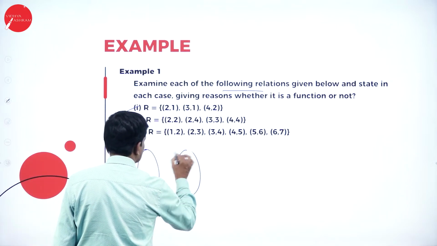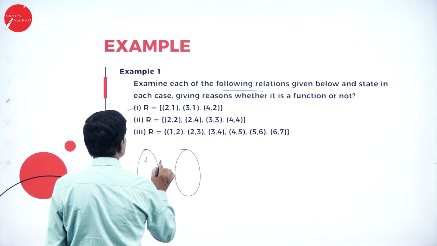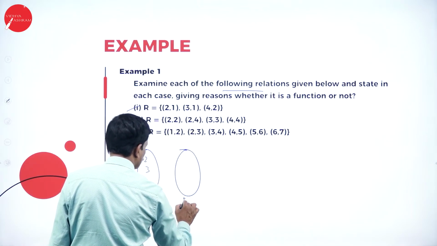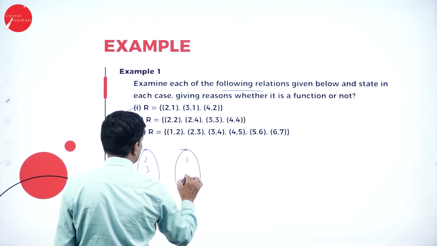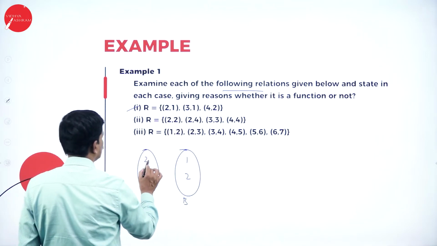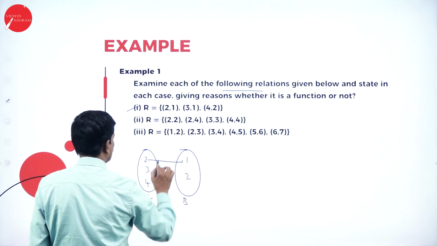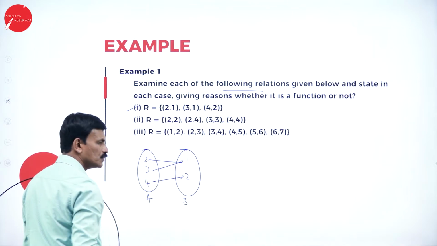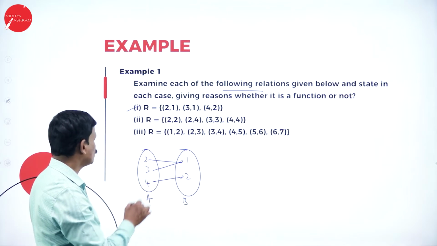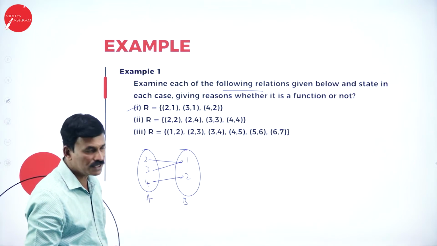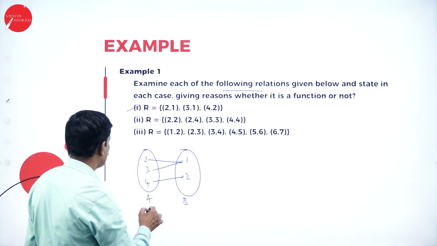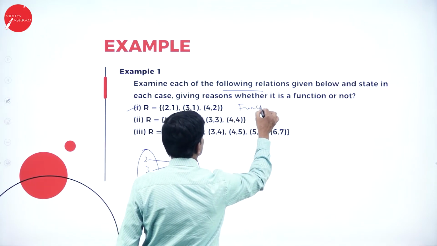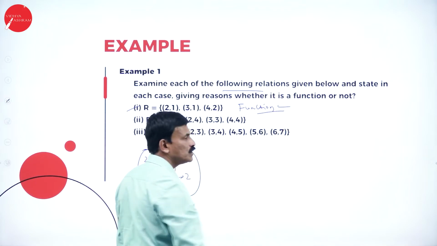Let us consider, what is given? The elements of the set A are 2, 3 and 4. This is A and B. B contains 1 and 2. Now, 2 to 1, again 3 to 1, again 4 to 2. So, 2 to 1, 3 to 1, and all the elements of A are used one time. Therefore, this is a function. f from A to B is a function.